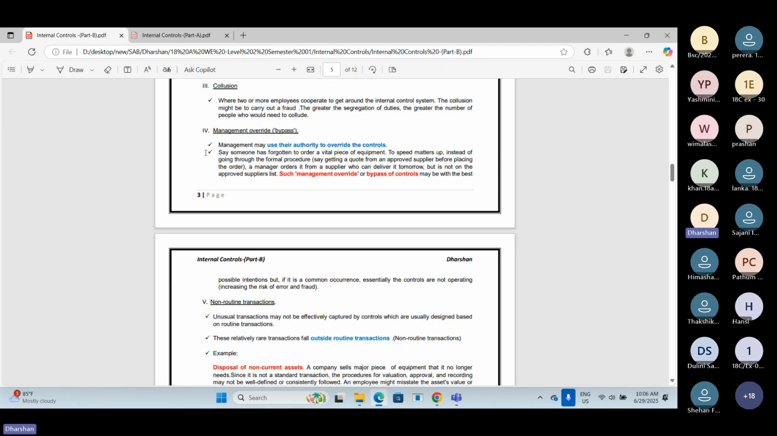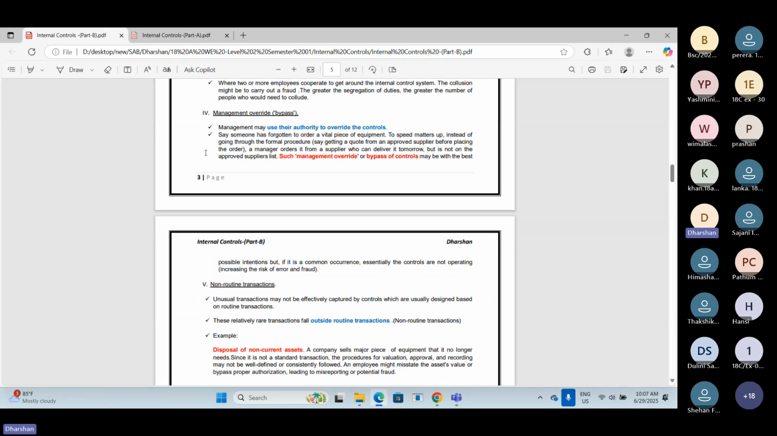Can we give 100% absolute assurance? If this happens, we can't, because at a certain point management may override the controls in good faith. So if these types of situations happen, what is the output in internal control? Internal control is bypassed. So then we can't give absolute assurance. This is also one of the reasons.